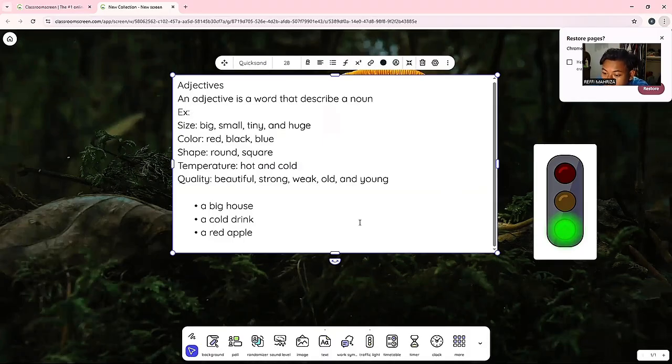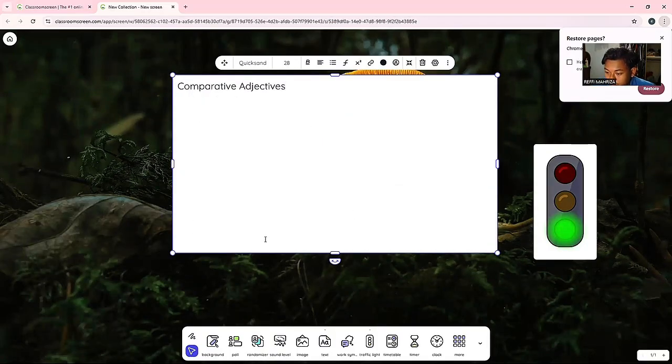So now let's move to the comparative adjective. Comparative adjectives are used to compare two things.